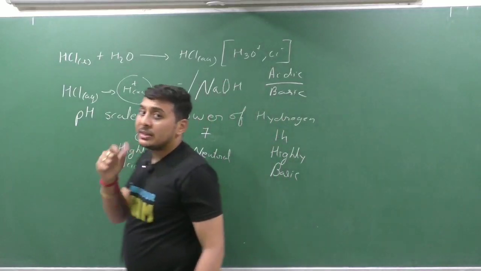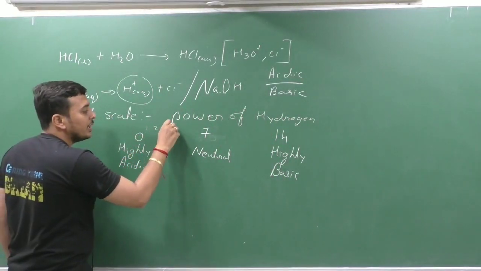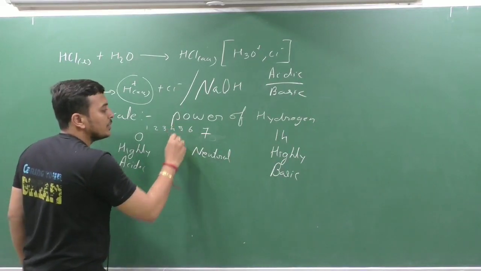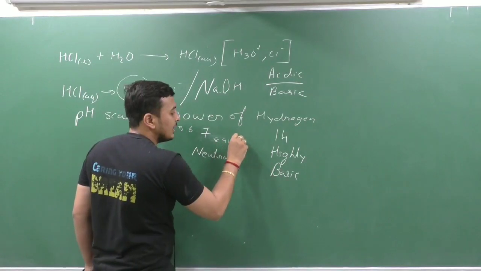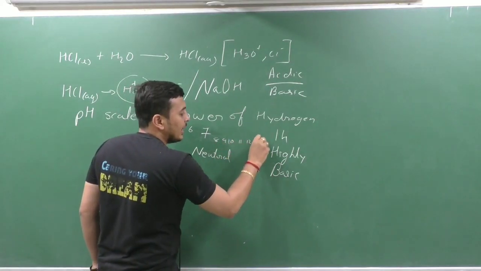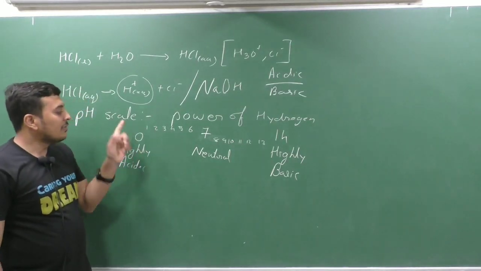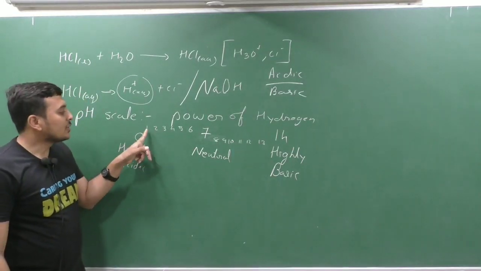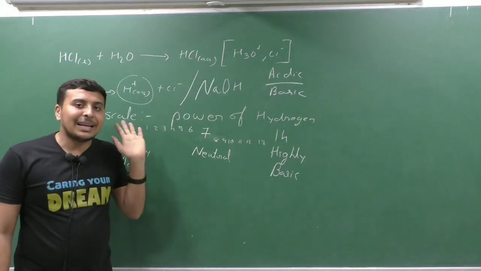We also have the numbers in between, for example 1, 2, 3, 4, 5, 6, 7. Then we also have 8, 9, 10, 11, 12 and 13 in between. So the solution having 0 pH and the solution having 1 pH, both of them are acidic.